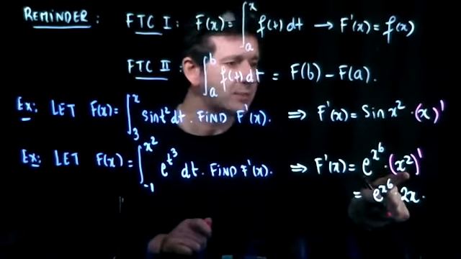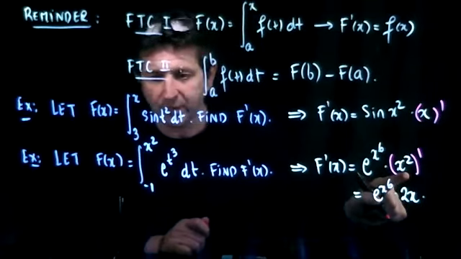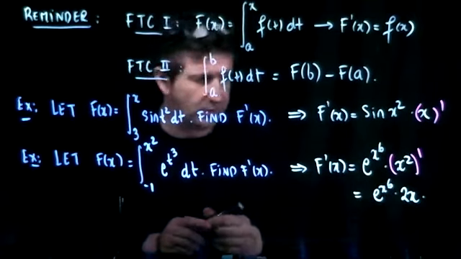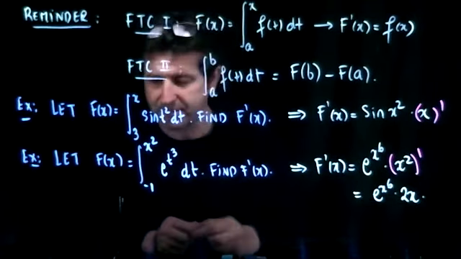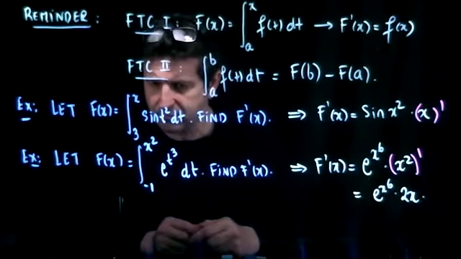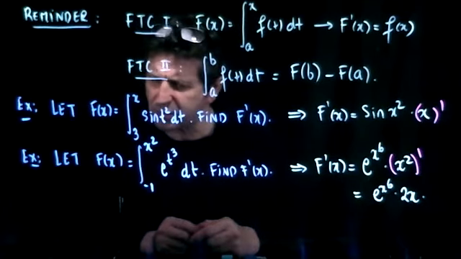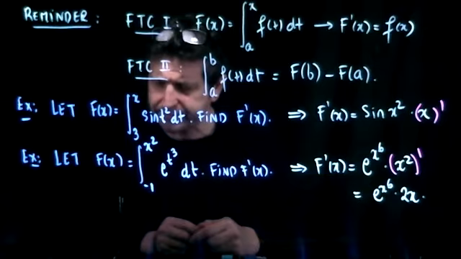But here it's not x anymore, it's x squared. So I have to derive it. There's an impact here. It's 2x. Is it clear or not? You want me to repeat? Yes, please.